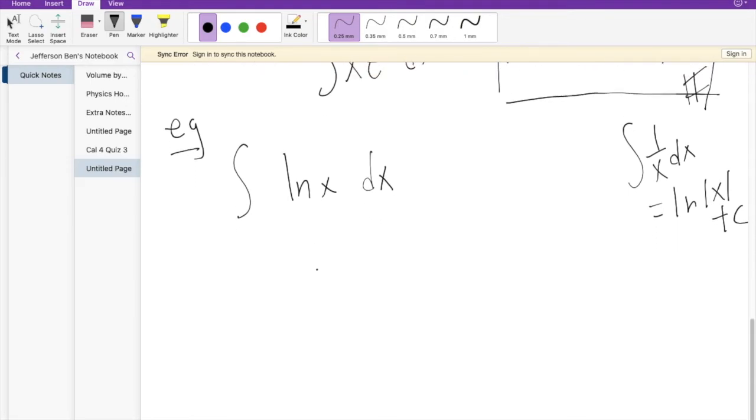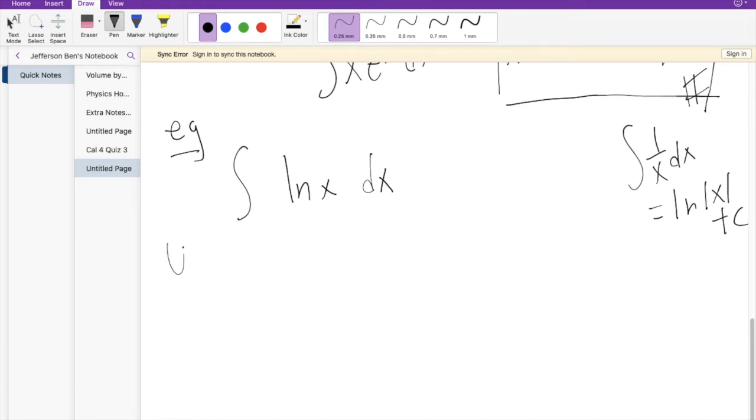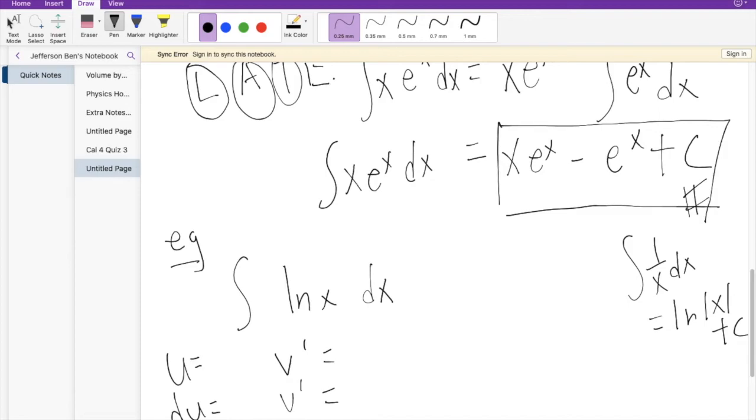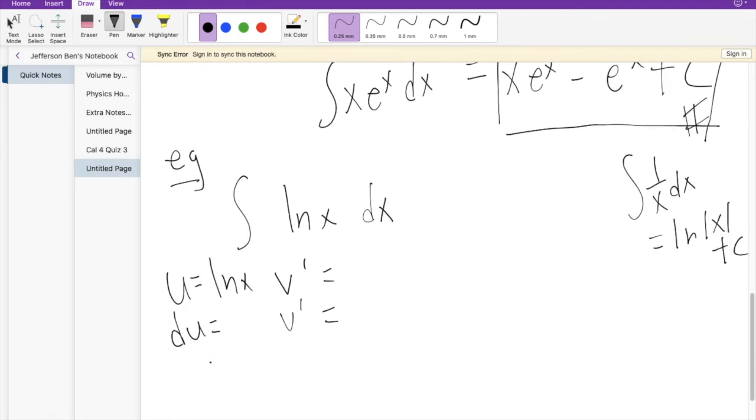So let's try. We have u and we have du. I will write it like this. In this case, we have a tip, right? LIATE: logarithm comes first. Ln x is a logarithm, so we can just choose u as ln x, due to the tip here. So du, what will be du? It's just the derivative of ln x. We can differentiate, but we can't integrate ln x.